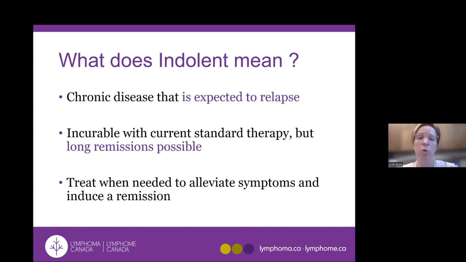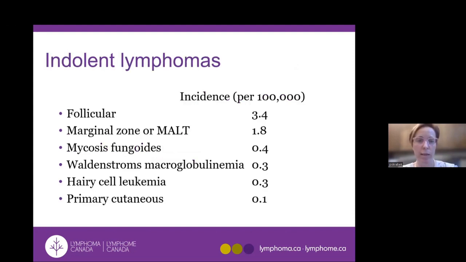Indolent lymphomas really behave like a chronic disease, one that we expect to relapse. They're incurable with current therapies, but very long remissions are possible, and patients tend to have very good outcomes. We treat when we need to alleviate symptoms and induce a remission. We'll talk more about that later in the presentation. Looking at the indolent lymphomas, as you can see here, by far follicular is the most common, with the next most common being marginal zone lymphomas.